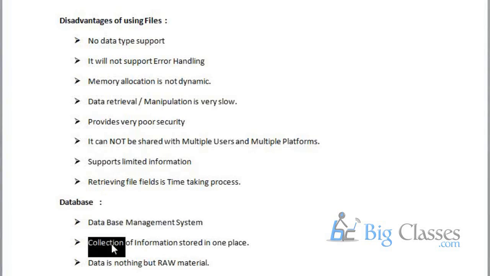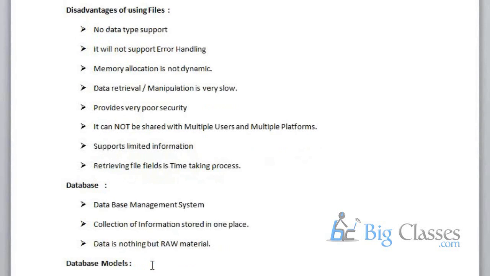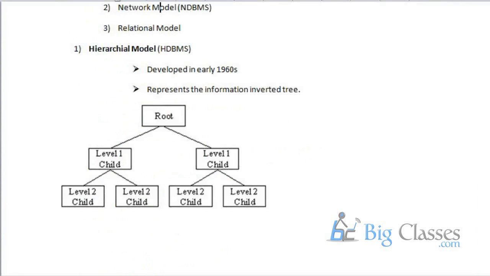So database is a collection of information stored in one particular place. Then data is nothing but raw material. So when we talk about data and information, data represents raw material, information represents processed data. So let me explain to you this processed data and raw data.